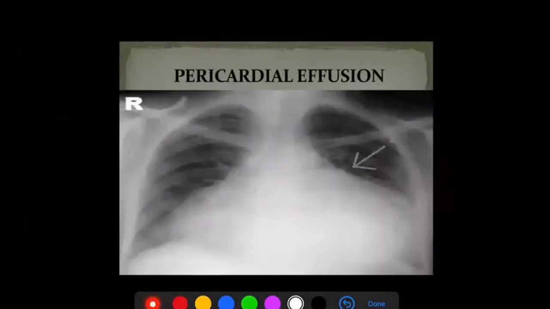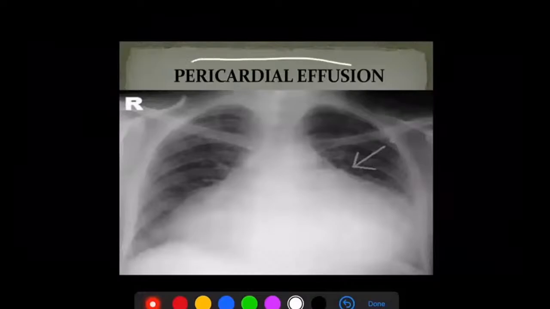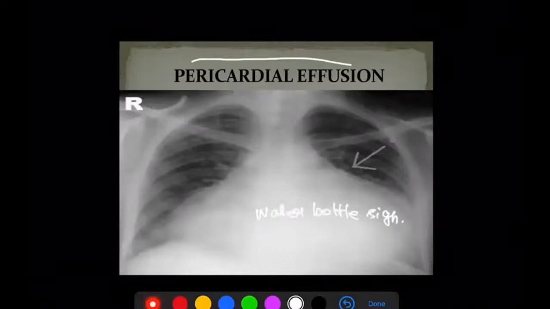What is the name of this sign? Money bag sign. It is seen in cardiac tamponade. Pericardial lesion. Just now we saw what sign? Pericardial lesion. Water bottle sign.